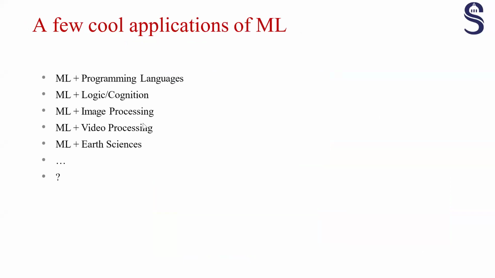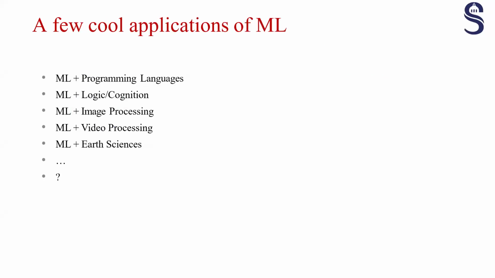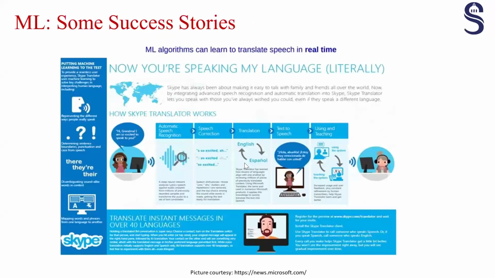Fine. So whenever we use machine learning together with other techniques, it becomes a new application of machine learning. Maybe machine learning with programming languages, so it can correct the programs and give you the correct understanding of what you are supposed to write. Also earth science, video processing, image processing, etc., right? And they can use it.